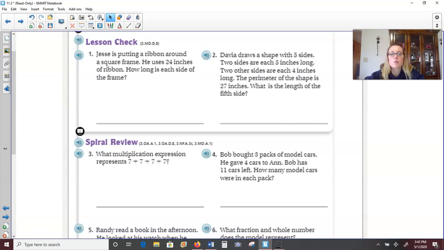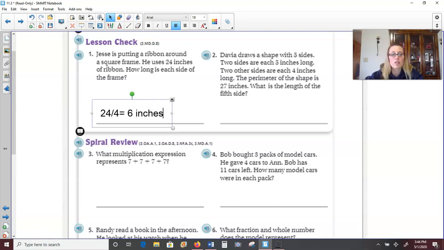He uses 24 inches of ribbon. How long is each side? Again, it's a square, so we're going to take the total perimeter of 24, divide it by 4 equal sides of a square. 24 divided by 4 equals 6. Don't forget your label of inches because we need to know 6 what?